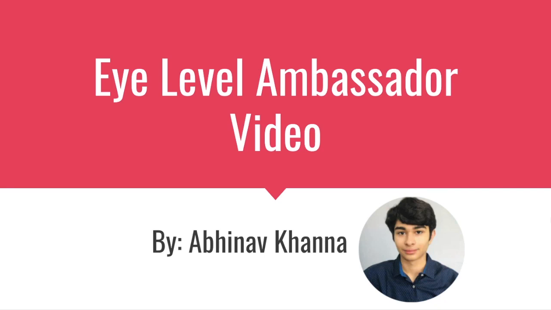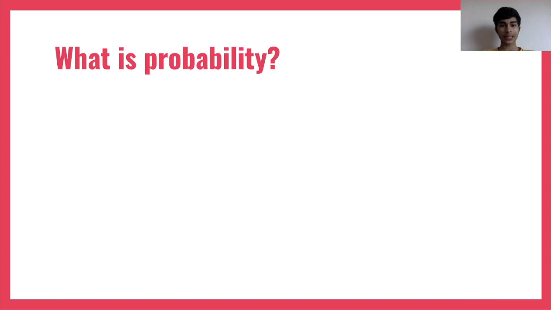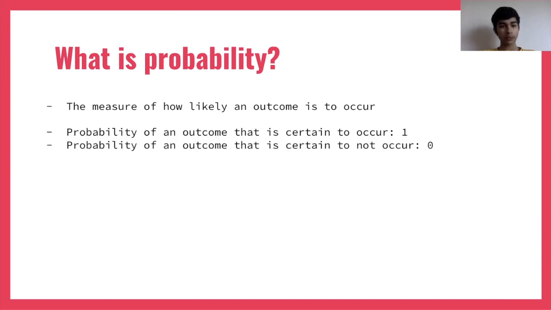In this video, I'm going to go over the basics of probability. Firstly, what is probability? It is defined as the measure of how likely an outcome is to occur. So if I want to assign a numerical value to tell me how likely this is to happen, I can do that with probability. The probability of an outcome that is certain to occur is 1 or 100%, and likewise, the probability of an outcome that is certain to not occur is 0 or 0%.